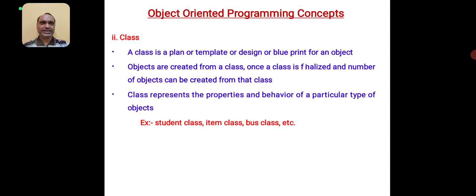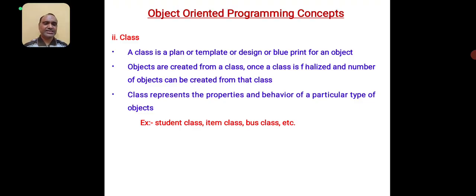Constructing a real world entity. So this house is called an object. Object means a real world entity which is existing in the world, which is physically there in the world. So the house is physically there in the world. Okay, so that is an object.